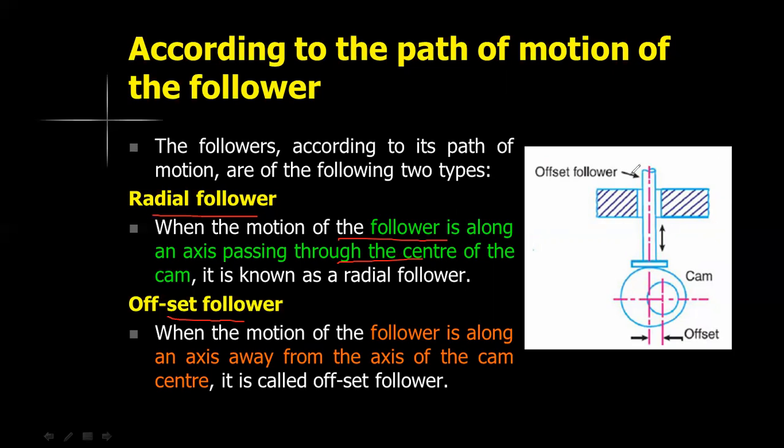For example, this is the offset follower. I have given the offset follower diagram. Here you can see the center of the cam is away from the axis of the follower, so that is why it is called the offset follower. When the axis of the follower passes through the center of the cam, that is a radial follower. An offset follower is one where the motion of the follower is along an axis away from the axis of the cam.